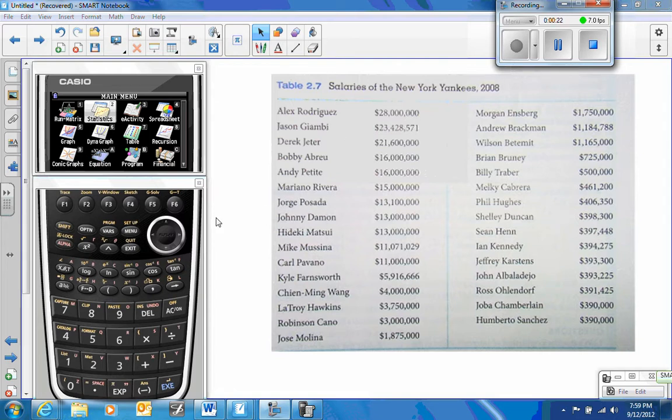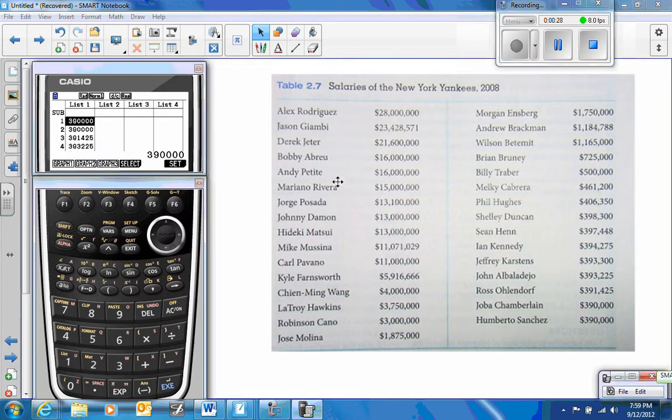What you're going to do is go to your calculator when you come into class. You're immediately going to go to statistics, which is 2, and type in all of their salaries. Don't be afraid about typing them in, because for 28 million, it's going to look a little strange. If you notice, look at the calculator here. It's going to be about 2.8 times 10 to the 7th. That is Alex Rodriguez's salary in scientific notation. So just be aware of that.